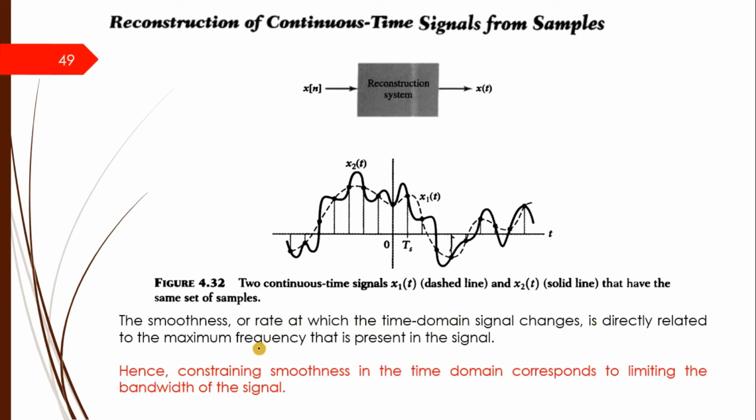So if the frequency is very high, the time domain signal changes rapidly. If it is more smooth, the maximum frequency present will be comparatively less. Hence, constraining smoothness in the time domain signal corresponds to limiting the bandwidth of the signal. These terms we'll understand in the coming slides.